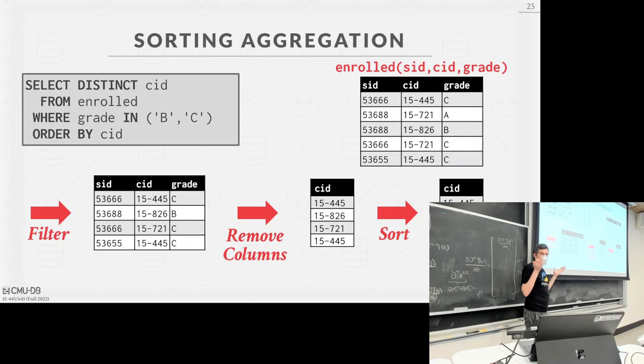And then to produce the final result, we just scan through the output of the sorting and keep track of the last value I looked at in my cursor. If I ever come across the same value as the one I previously looked at, I know it's a duplicate and I can throw it away. Pretty straightforward, pretty simple. So this idea of throwing away data as quickly as possible is a recurring theme in query optimization.